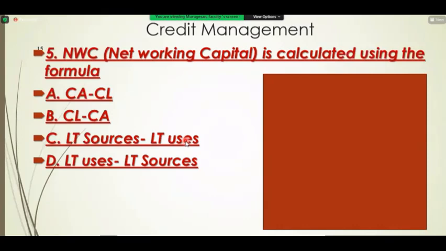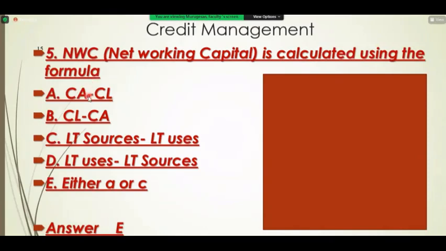Now, NWC can be calculated in two ways. You see the demo. Either A or C, both are same only. So the answer is E. These two formulas, CA minus CL is NWC, LT sources minus LT uses is also NWC. Now, look at the question. Net worth plus NCL plus CL, total liabilities. You see, net worth and NCL, these two are considered as long-term sources.